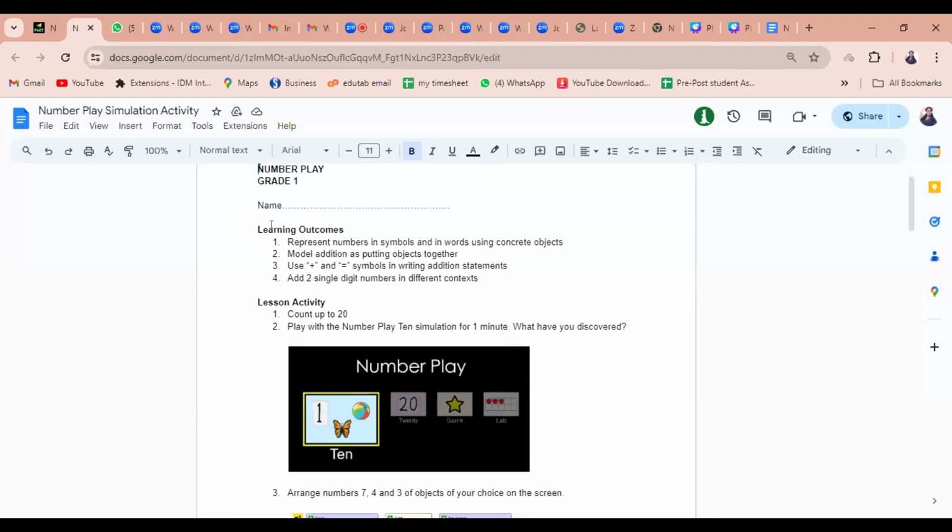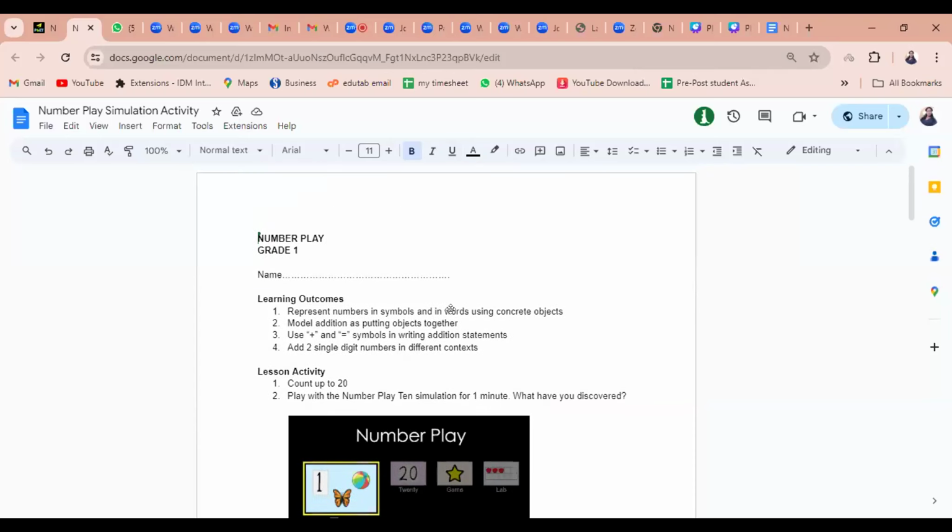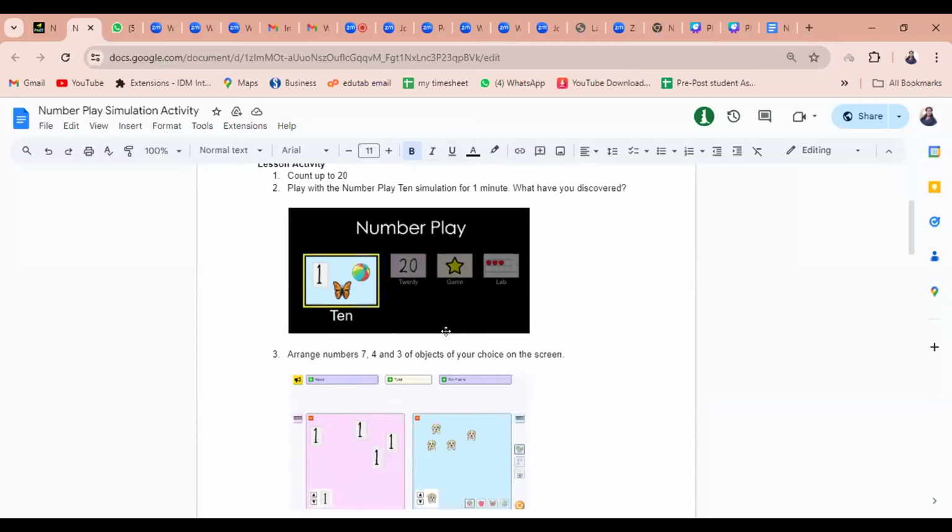Yes, so just to give you some light on this lesson plan, this is an activity that I want us to do. And the learning outcomes are to represent numbers in symbols and in words using concrete objects, model addition by putting objects together, use plus and equal symbols in writing addition statements, and add 2 single-digit numbers in different contexts. So this is the lesson activity.